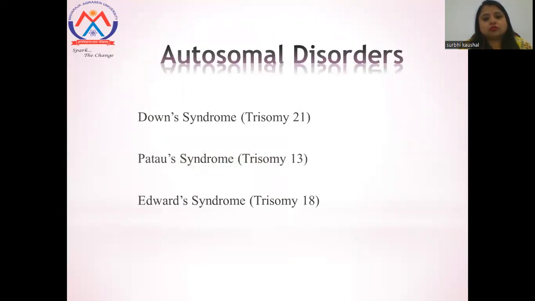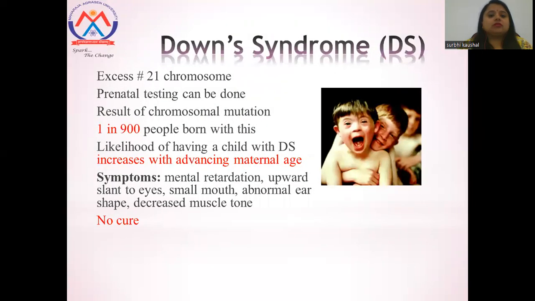Next are the autosomal disorders. It is of three types. Down syndrome, here it is a trisomy of the 21st chromosome. Patau syndrome, trisomy of the 13th chromosome. Edwards syndrome, trisomy of the 18th chromosome. Now taking up first the Down syndrome. It is the excess of the 21st chromosome. And here prenatal testing can be done for its detection, and it is a result of chromosomal mutation.